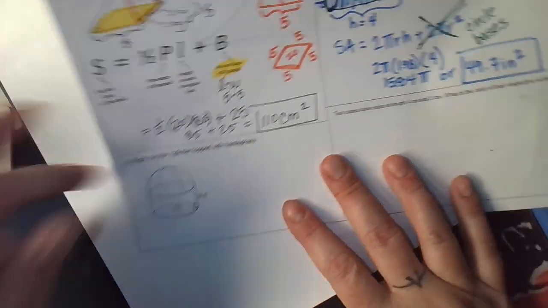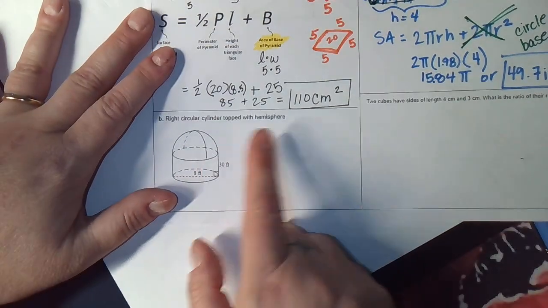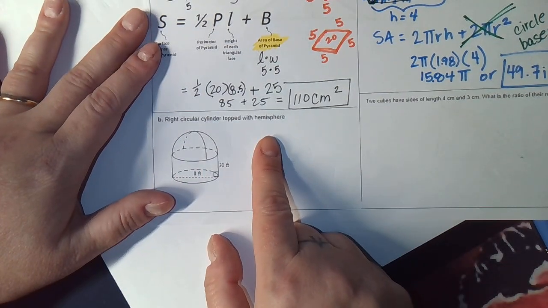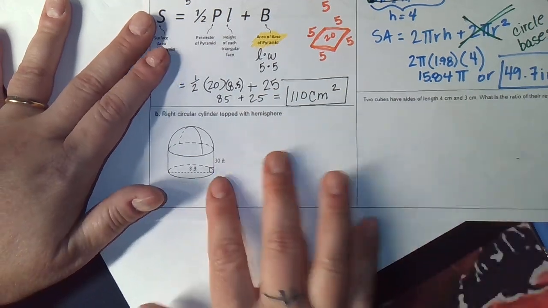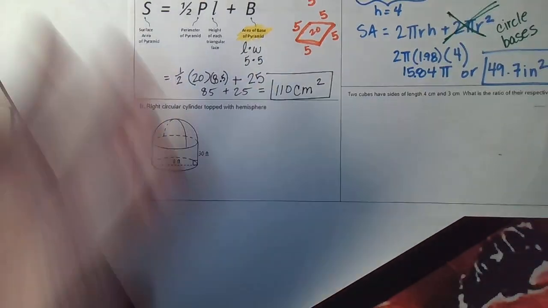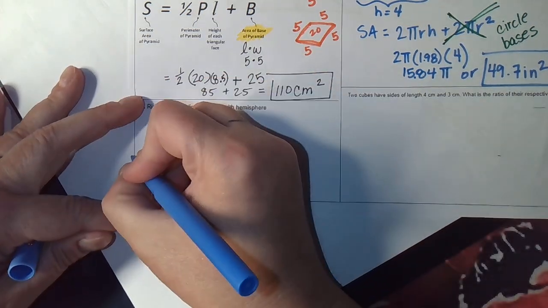Okay, let's look at this bottom left. We need to find the surface area. Well, let's think about this. I see a cylinder.